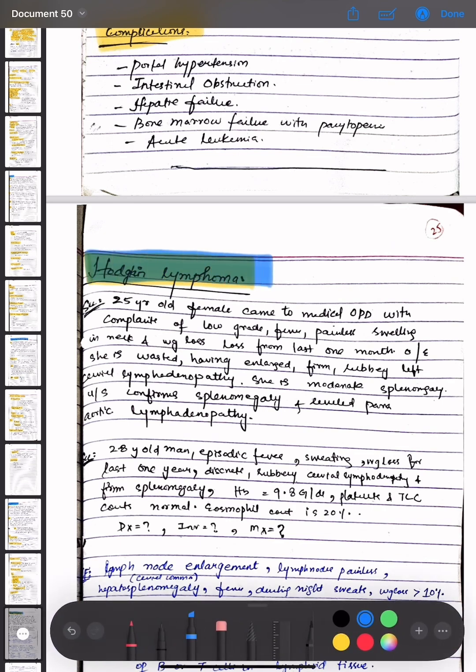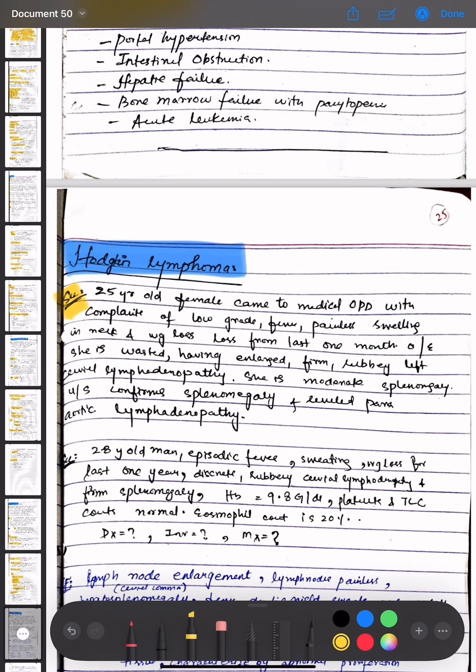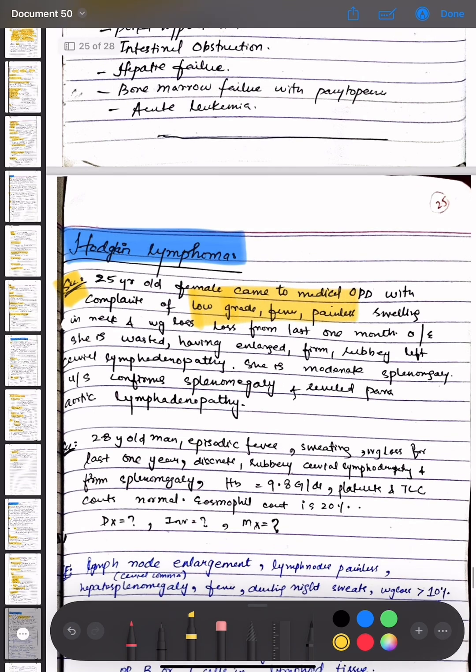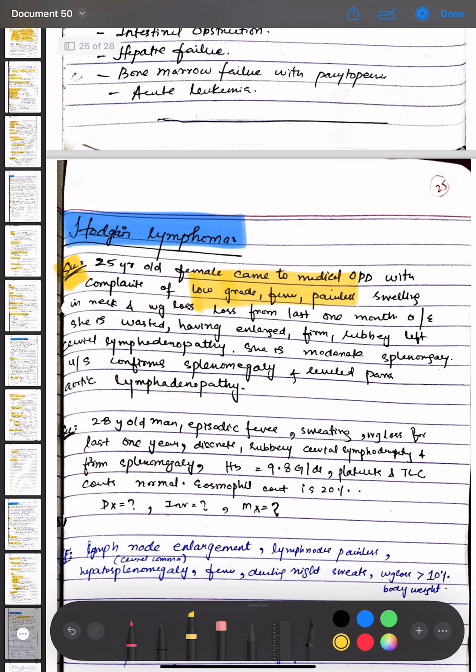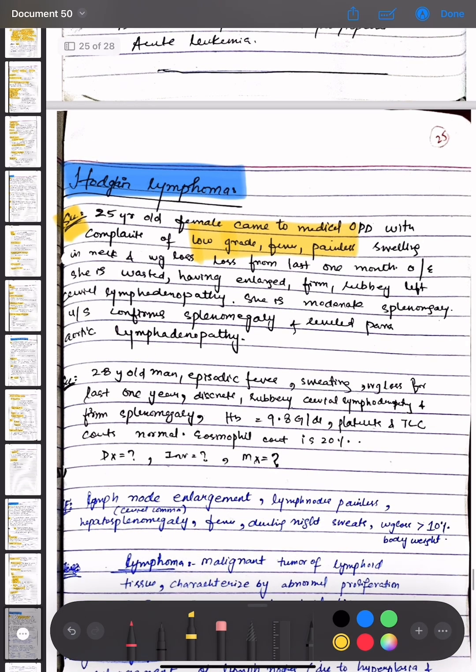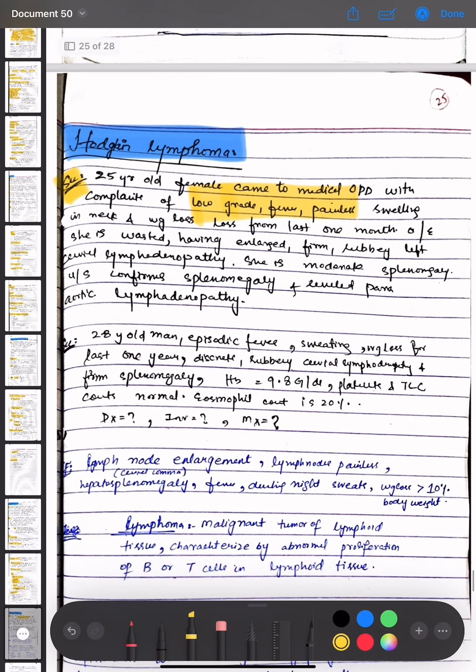Okay, we have a scenario that a 25-year-old female came to medical OPD with the complaints of low-grade fever, painless swelling in the neck, and weight loss for the last 1 month. On examination, she has enlarged, rubbery left cervical lymphadenopathy. She has moderate splenomegaly, and ultrasound confirms splenomegaly and reveals para-aortic lymphadenopathy.